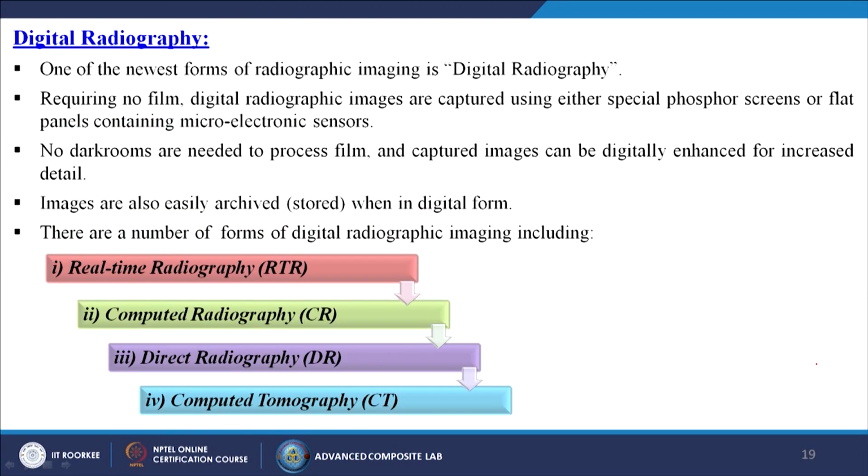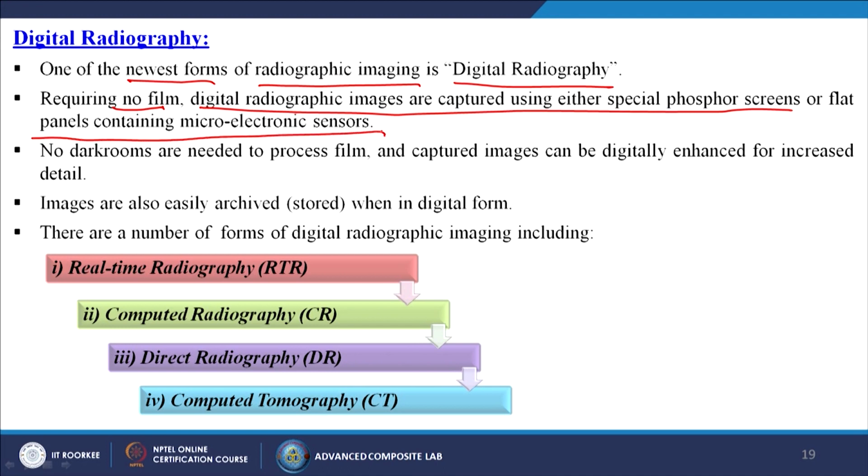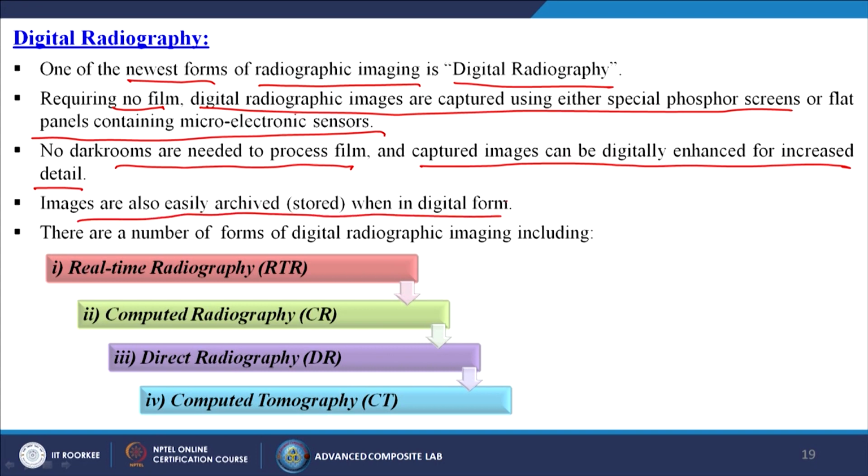Now, come to digital radiography. It is one of the newest forms of radiographic imaging, as I told already. Requiring no films, digital radiographic images are captured using special phosphor screens or flat panels containing microelectronic sensors. No darkrooms are needed to process films, and the captured image can be digitally enhanced to increase the detailing. Images are also easily stored in digital form.